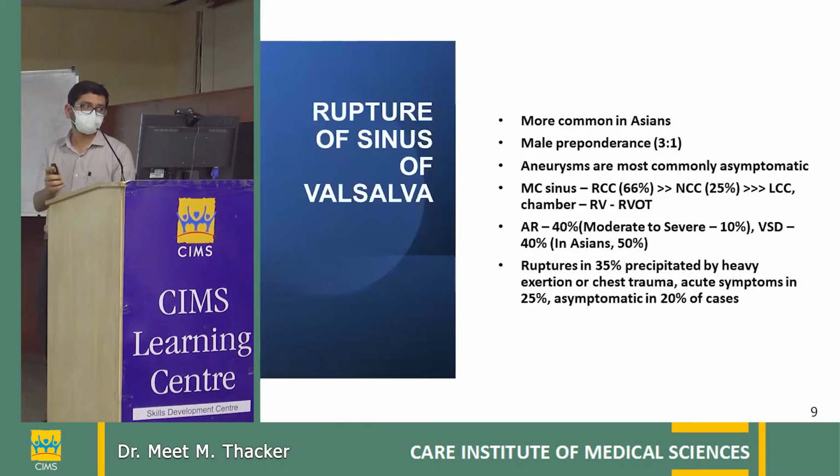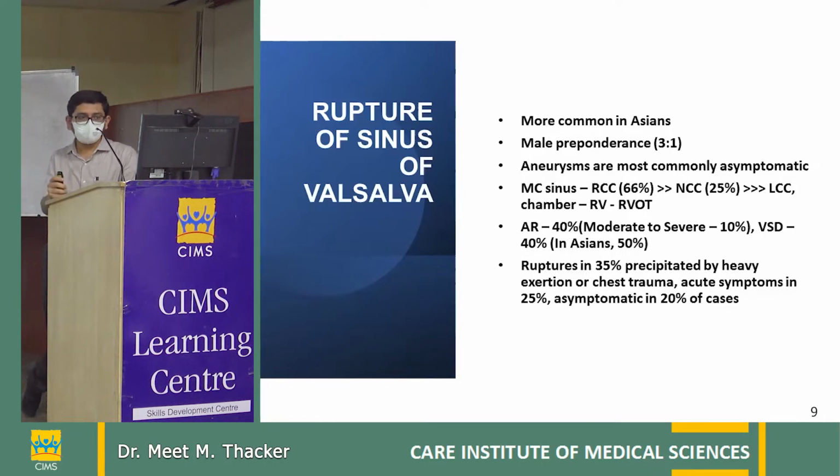So a brief about ruptured sinus of Valsalva. It is more common in Asians with a male preponderance of 3:1. The aneurysms as such are mostly asymptomatic. Only when they rupture do they cause the manifestations. Most common sinus is the right, followed by the non-coronary. The left coronary cusp or the left coronary sinus is the least commonly involved. They usually rupture into RV or RVOT, sometimes into RA, but very less commonly into the left-sided chambers. They have associated AR in 40 to 50% of cases, and VSD is associated in 40% of cases.